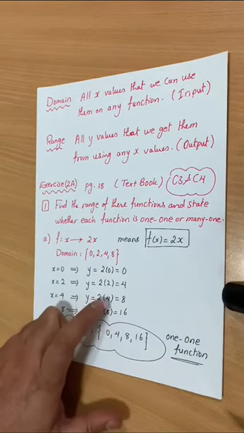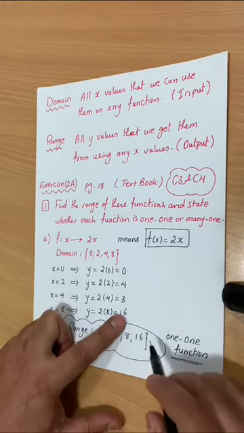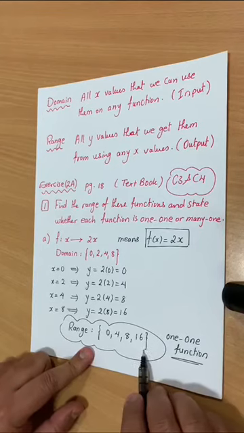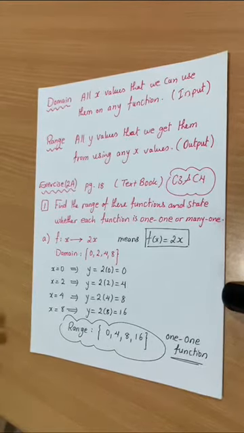Replace x as 4, so 2 times 4 is 8. And then replace x as 8, so we'll get y as 16. Now, these values, we call them range. So whenever using any x value, all the corresponding values of y, we call them the range. So domain x values, range y values.